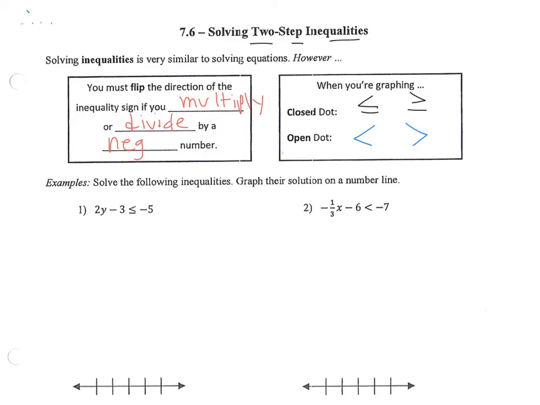So the first one, to solve for y, you want to add 3 to each side. So you're going to get 2y is less than or equal to negative 2. Then you divide both sides by 2. But you're not going to change the inequality because you're dividing by a positive 2. So you keep this inequality the same. So negative 2 divided by 2 is negative 1.